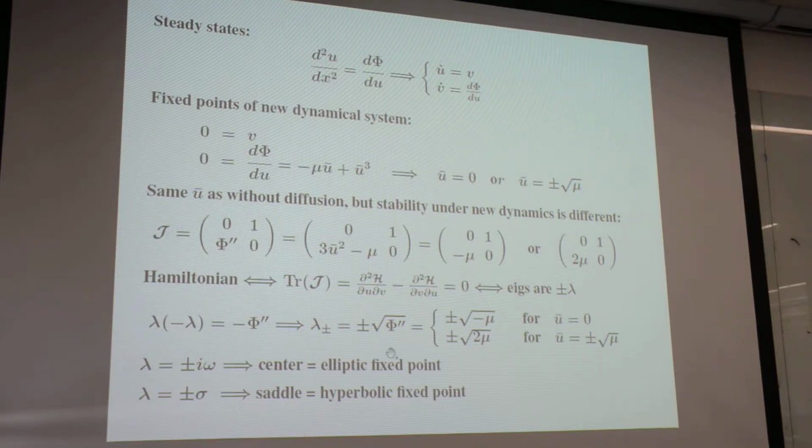And we see that we only have these new solutions, plus or minus square root of mu, for mu positive. So these are always saddles. Whereas this center one here, the u equals 0, can be a saddle or can be a center. Okay, is that clear? For mu negative, they're saddles, and for mu positive, they're centers. These only exist for mu positive, and they are always saddles.